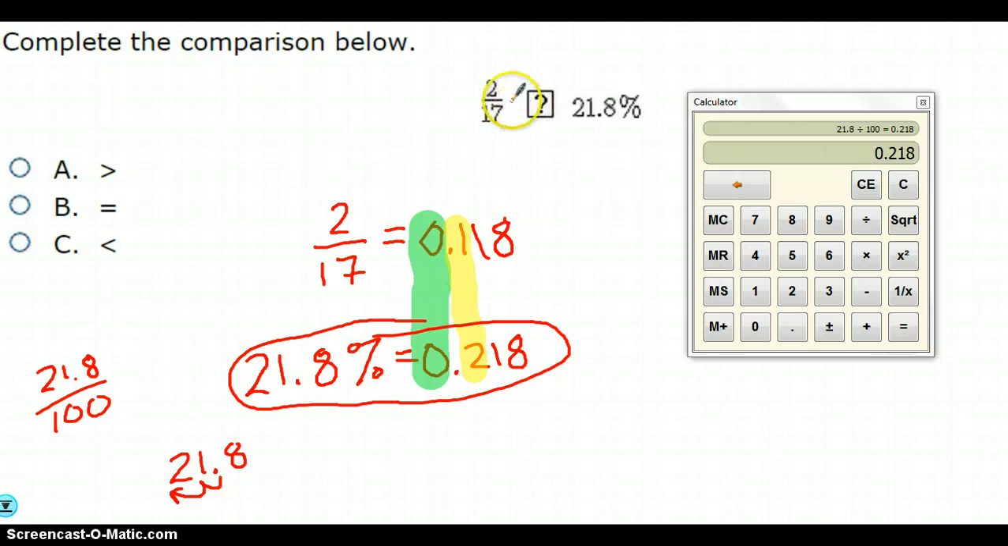So when I go back up here, I see I need to make a decision between this greater than symbol, this equal to symbol, or this less than symbol. And so, one way we can do that, some people like to think of this as the alligator mouth. This symbol is the alligator mouth, and it wants to open up and eat the bigger meal. And so that's a good way to think about it too. And if that's the case, which one would it be eating? The 2/17 or the 21.8%? Hopefully you said the 21.8%.